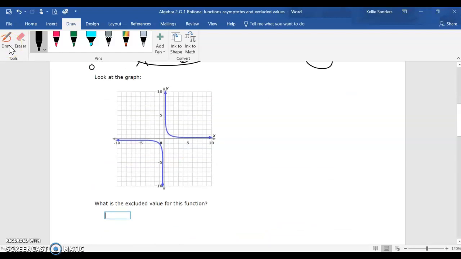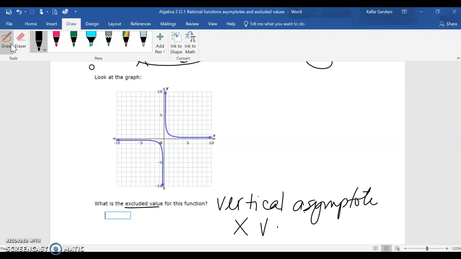And if it says excluded value, it's always talking about the vertical asymptote, or the x value that is never going to be used by the graph. But whenever it says excluded value, you're not going to put x equals, you're just going to put the number. So the asymptote is x equals 0 right here, but we are just going to put 0. If we had the equation of this graph, we would never be able to put 0 into the equation and get an answer.